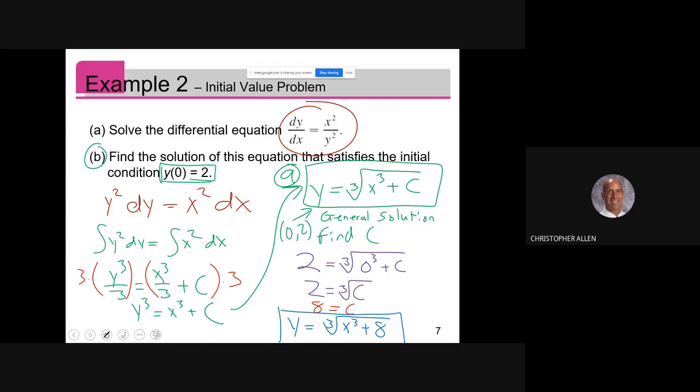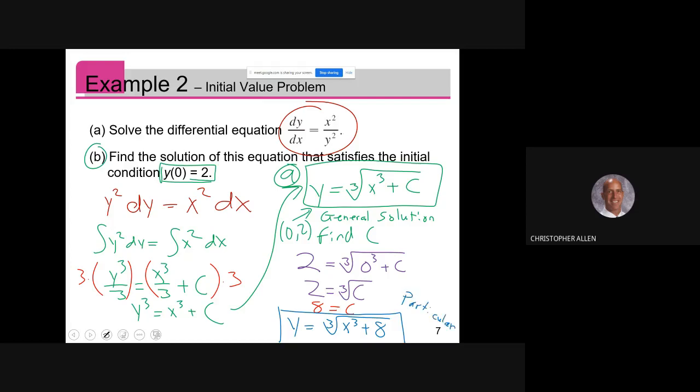So how is this problem different than the first one we did? Well, this one, we didn't just find the general solution. We went ahead and found the particular solution. Remember, the general solution right here, this is infinitely many curves. However, in this problem, they want us to say of all those infinitely many curves, which one passes through the point 0, 2? That would be this one right here.